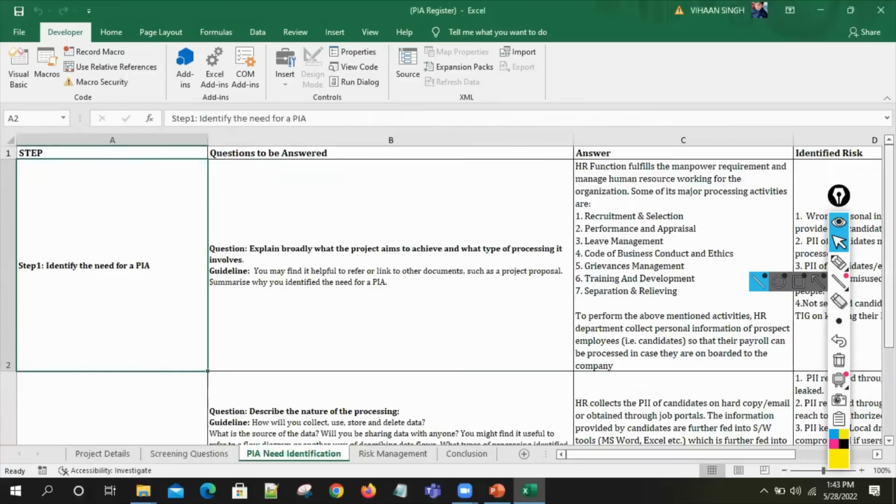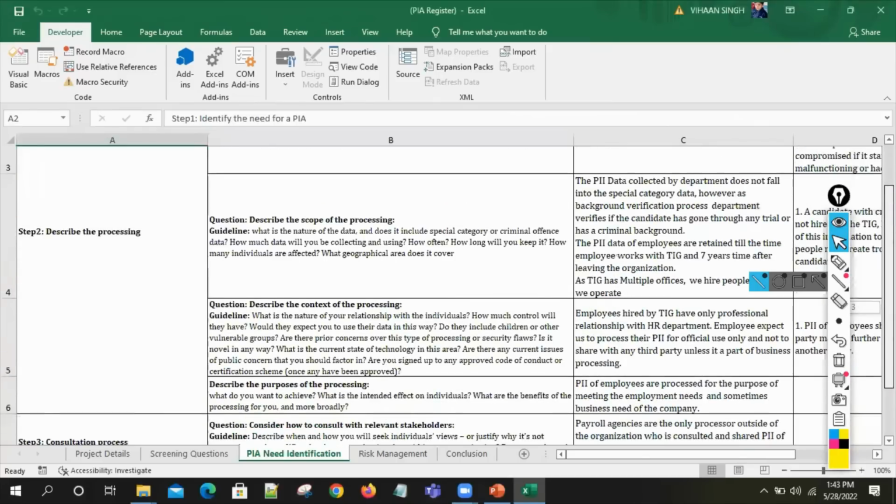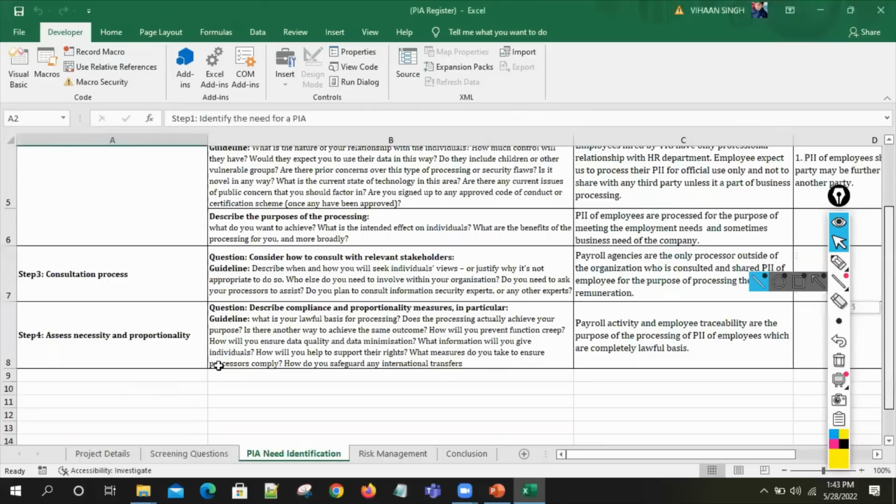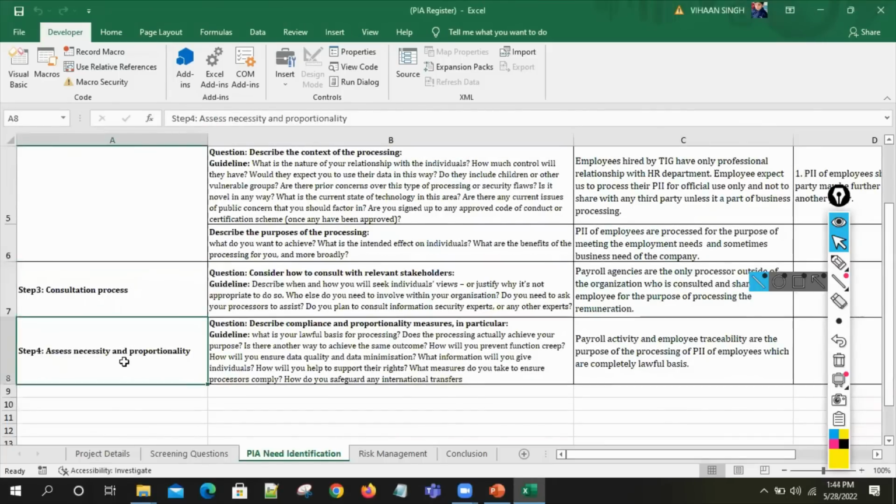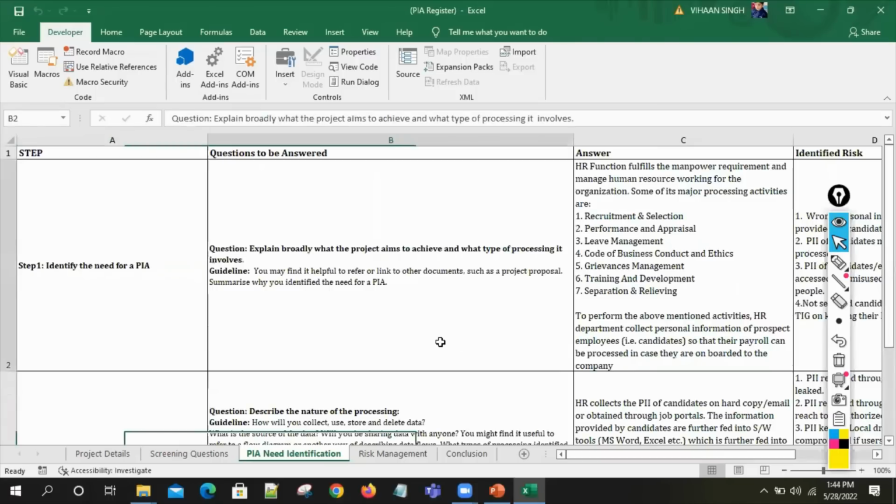to do the PIA? What are the processing activities we are doing? What is the consultation process? And the fourth thing we are going to do is to assess the necessity and the proportionality of the project. So all the activities we are doing, we need to explain that. The first question will ask you to explain broadly the project aim. What is your project aim? What are you trying to achieve with these kinds of projects? We need to identify these things.